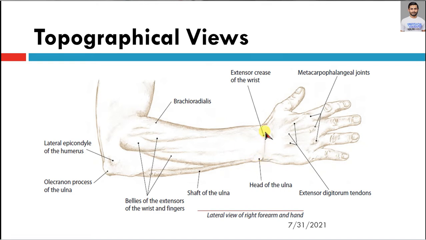Extensor crease is very prominent in most of the subjects. Then we can clearly see the extensor digitorum tendons and the metacarpophalangeal joints. The rest of the tendons and joints are not clearly visible.